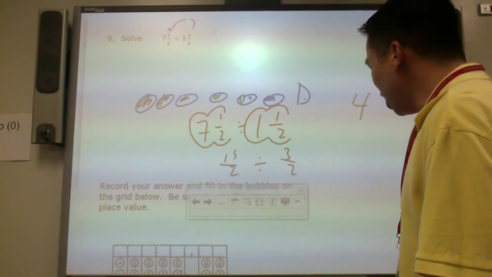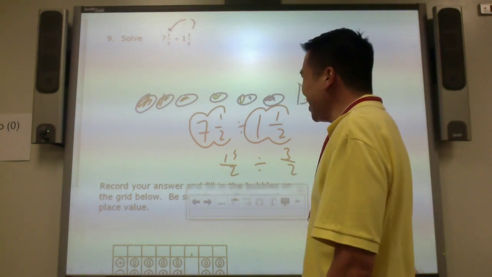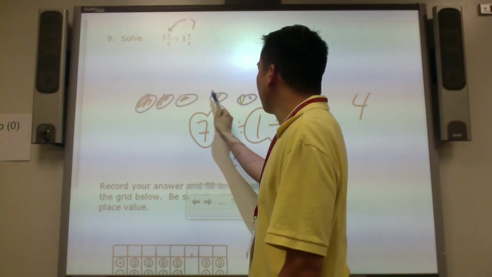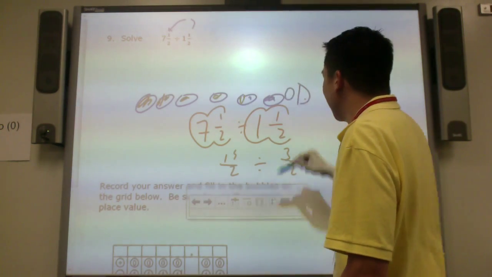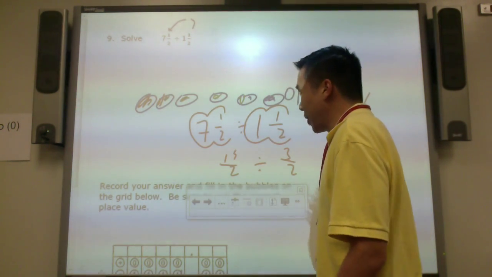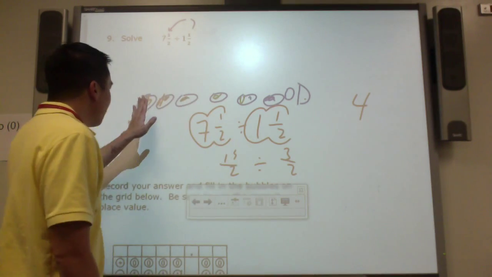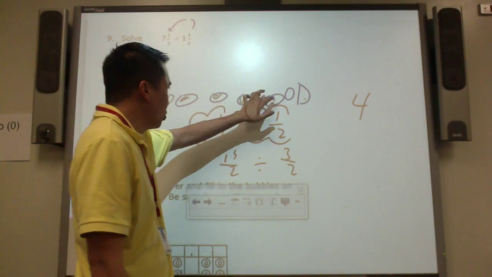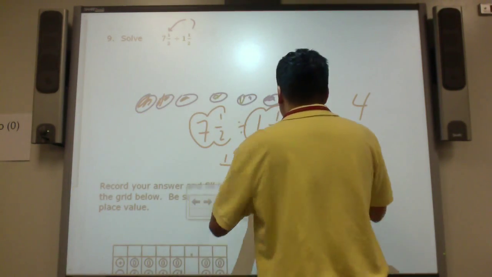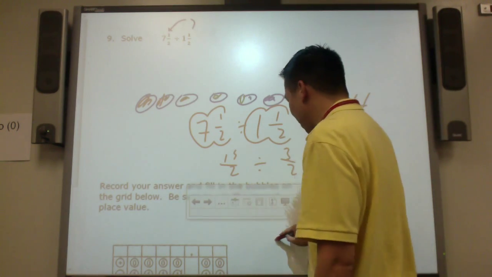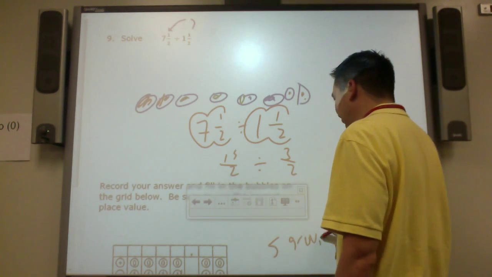I feel like I didn't draw this correctly. Let's go back to the drawing. 1, 2, 3, 4, 5, 6, 7.5. So let's go back again. How many groups of 1.5? 1 group, 2 groups, 3 groups, 4 groups, and 5 groups. So it's going to be 5 groups of 1 and 1/2.